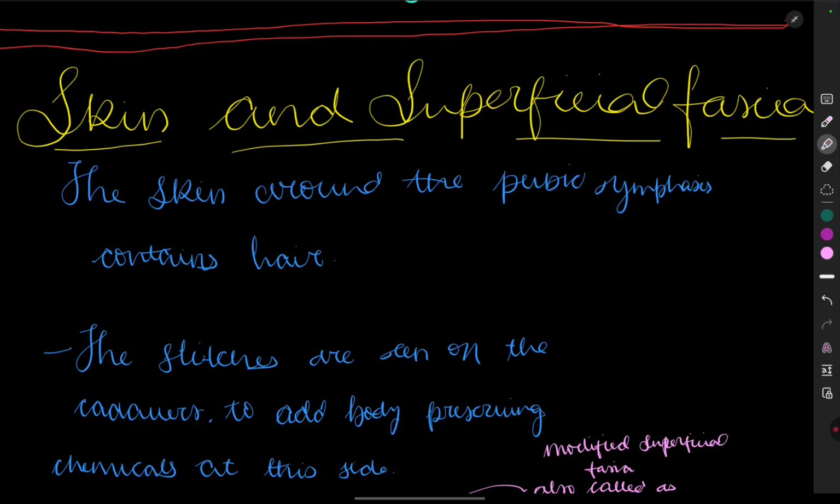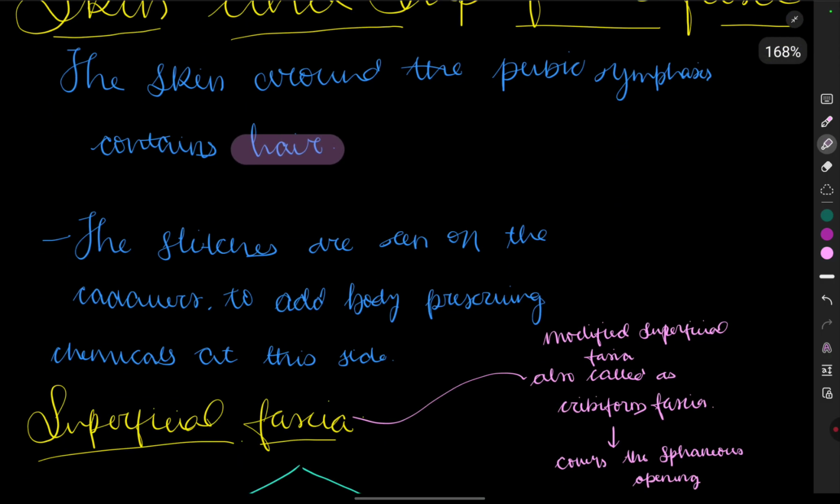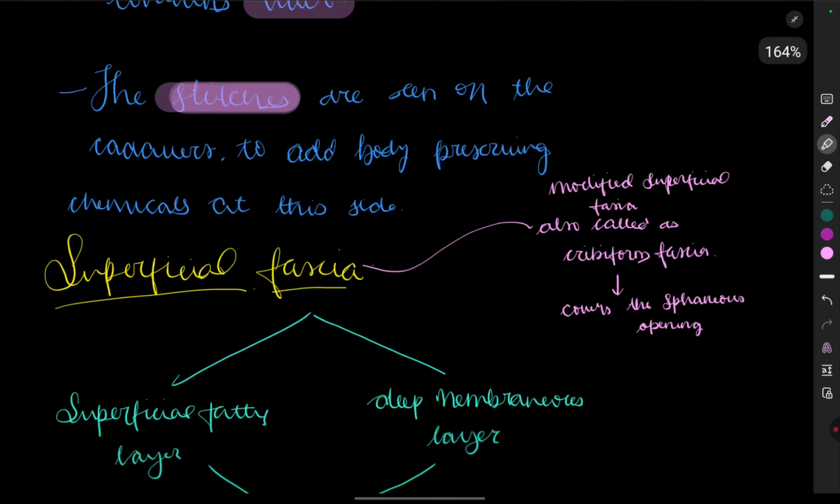Now we are going to study the skin and the superficial fascia of the thigh. The skin around the pubic symphysis contains hair, as we all know. And the stitches that we see in the cadavers, we see the stitches because they have added preserving chemicals in there, and then they have stitched it, for embalming and such. So we see the stitches in the cadavers.